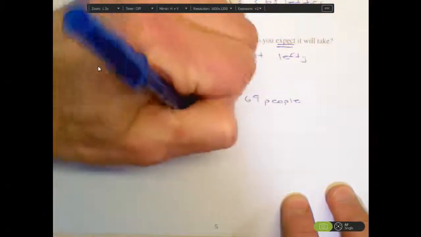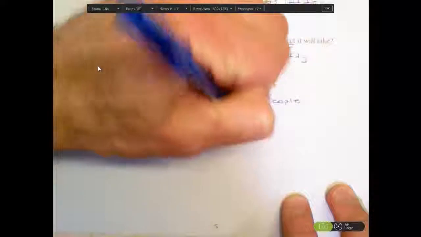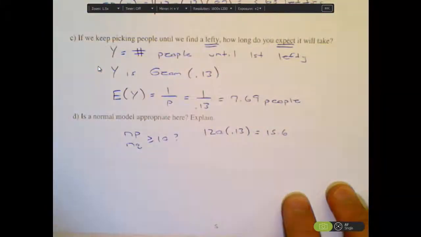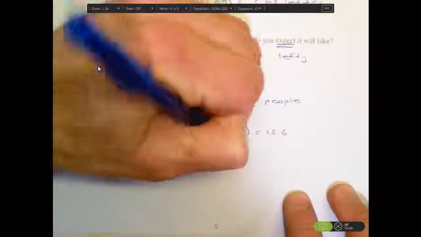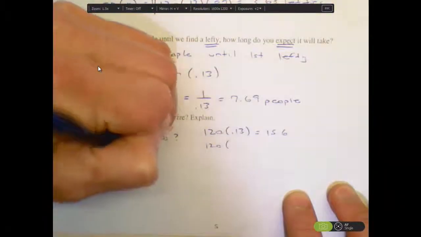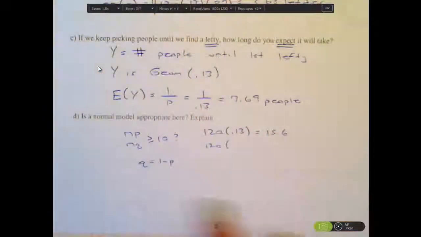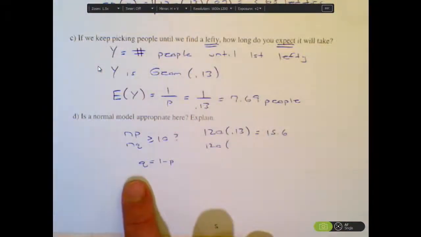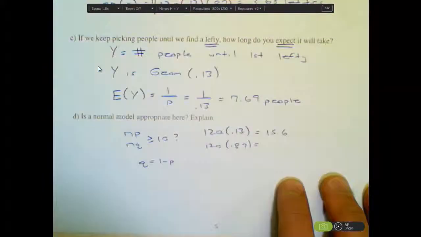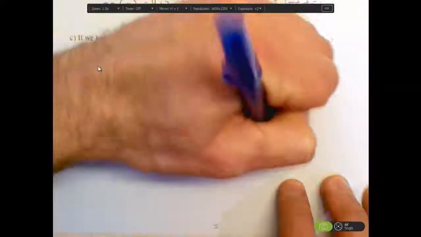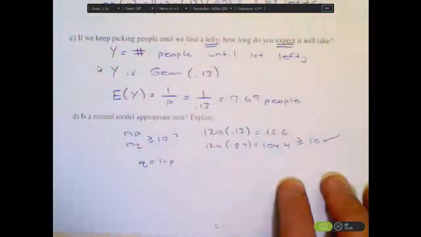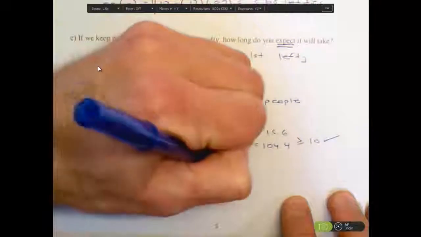So, n was 120, p was 0.13, that was 15.6, we calculated that up above. 120 times q, q is just 1 minus p, if you need to see that. You will never see q on your green sheet, your formula sheet, it's always listed as 1 minus p. So times 0.87. If I do that calculation, 104.4. And these are both greater than or equal to 10. So the answer is yes.